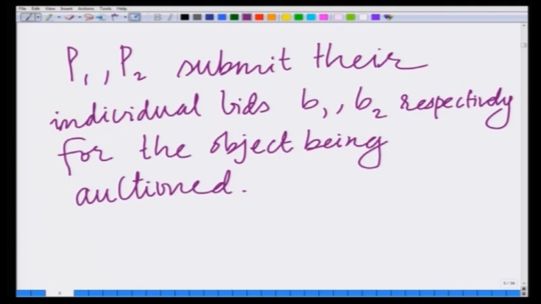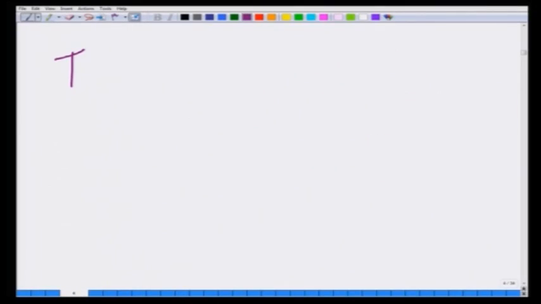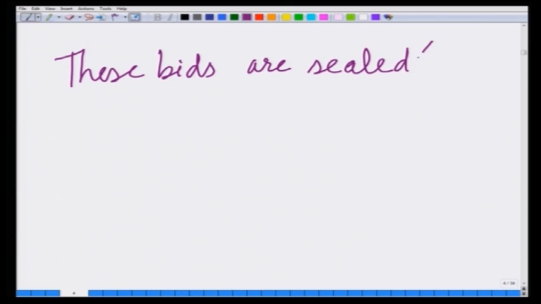And these bids are submitted in a sealed envelope, right? These bids are sealed. Therefore, the bid of each player is not known to the other player. P1 does not know the bid B2 of player P2, and P2 similarly does not know the bid B1 of player P1.